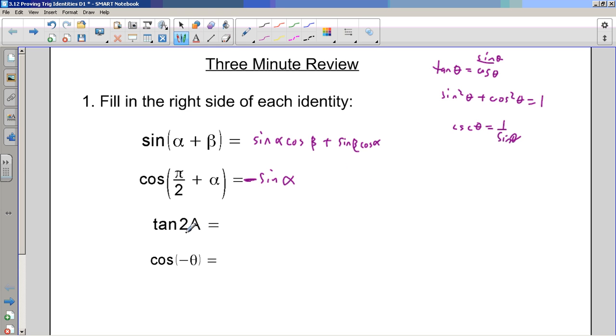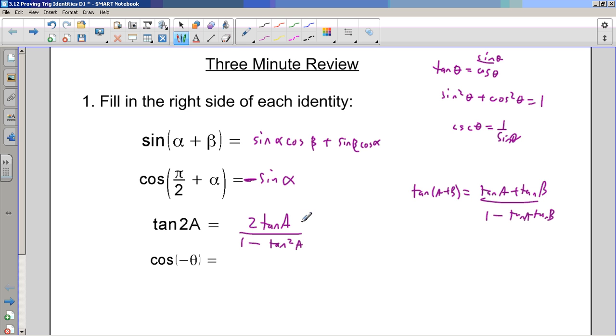Tan of 2 alpha, geez, I can't even remember this one, but I do remember this one. I know that I have to remember the a plus b ones. This is this one: 1 minus tan a tan b on the bottom. But then I let b equal a, and then what do I get? Well, I get tan a plus tan a is 2 tan a on the top, and on the bottom, if b is equal to a, I've got 1 minus tan squared a. Do I memorize this? I haven't memorized this one in all of my math years. I memorized this one somewhere along the line, and then I can develop this one quickly.